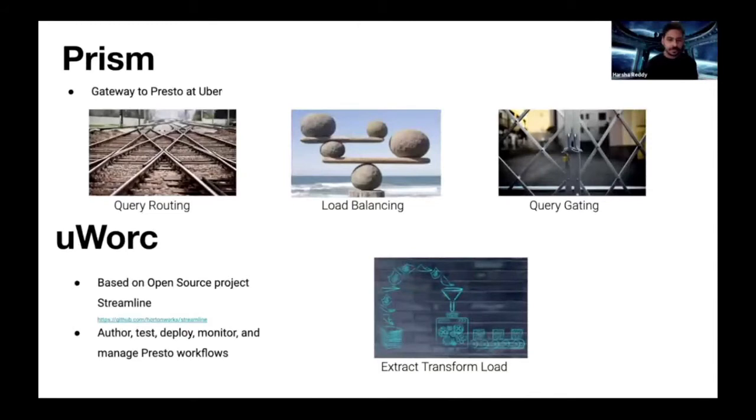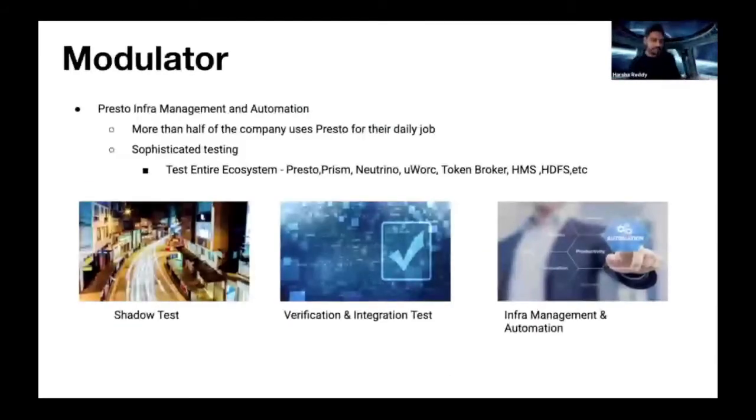Modulator is Presto's infra management and automation service. One quick point here is more than half of the company uses Presto on a daily basis to do their job. So what that means is if we have a bad deployment, there is going to be a significant business impact. So there's a need for doing a sophisticated amount of testing before we do any change, and at the same time, not compromise on the velocity of our deployments, because changes anywhere in our ecosystem, let it be Presto or our microservices, could impact the Presto status or health.